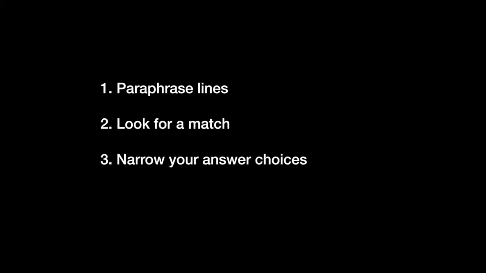So in order to help with those question pairs called go-backs, we want to paraphrase the lines, hold up our paraphrased lines next to the answer choices from the first question, look for a match, and this will often allow us to find the answers to both questions, or at the very least, will allow us to narrow our answer choices. This kind of close reading, with an attention towards paraphrasing, will help you on the SAT.